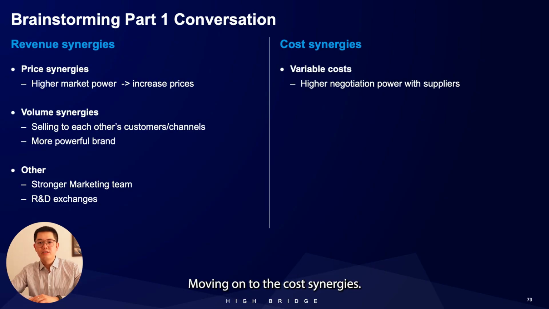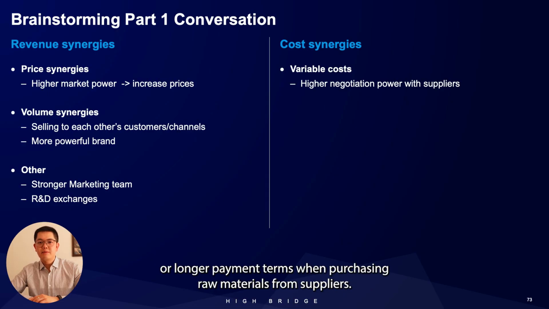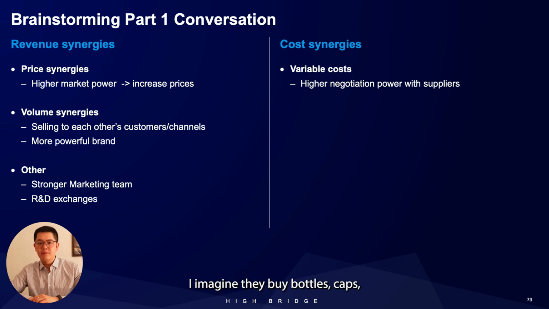Moving on to the cost synergies, Kai Drinks can reduce its variable costs due to its higher negotiating power after the acquisition. This means they can bulk buy at once and therefore argue for lower prices or longer payment terms when purchasing raw materials from suppliers. I imagine they buy bottles, caps, syrup, sugar, preservatives, etc.